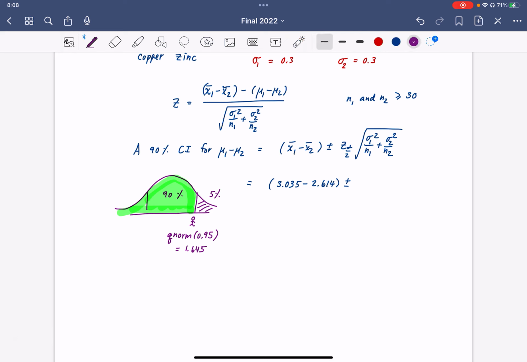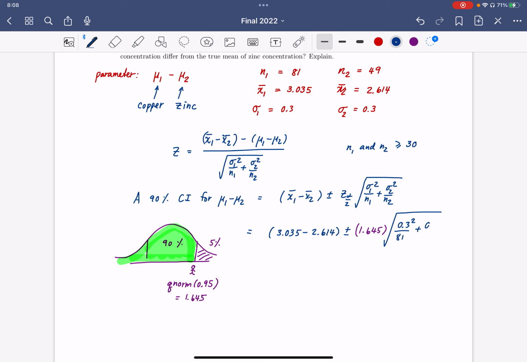All right, and then you're going to use 1.645 here, and then you plug in everything, so you have the square root of sigma1 over n1 and sigma2 over n2. Once you compute everything, you're going to get the final answer that you want. So we're going to hit the calculator now. 3.035 minus 2.614 is 0.421 first, and then plus. All right, we're going to do that term, the margin of error. 1.645 times the square root of 0.3 squared over 81, plus 0.3 squared again over 49. So this is actually 0.089.